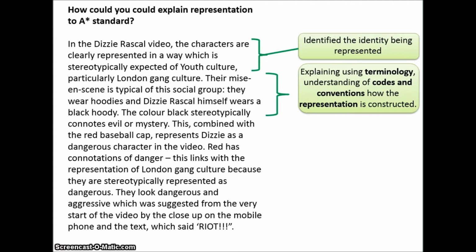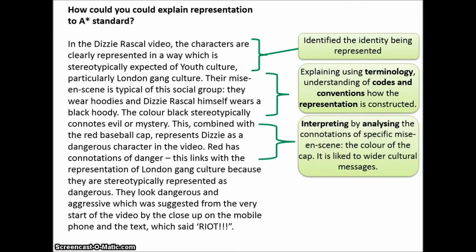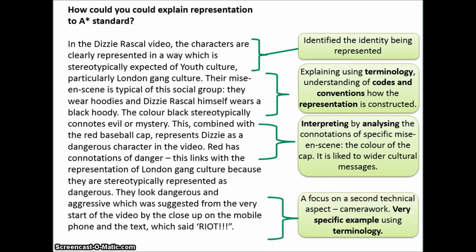Then the candidate again goes into the significance of that colour black and suggesting evil or mystery. The candidate here again is interpreting and analysing the connotations of specific mise-en-scène. So the colour of the cap being red, and it's also linked to its wider cultural messages. So how this idea of danger is linked to London gang culture because London gangs are considered dangerous. And again, the candidate moves on looking very closely at specific examples from the clip using terminology. So the candidate moved to camera angles and said very clearly there it's the use of a close-up.